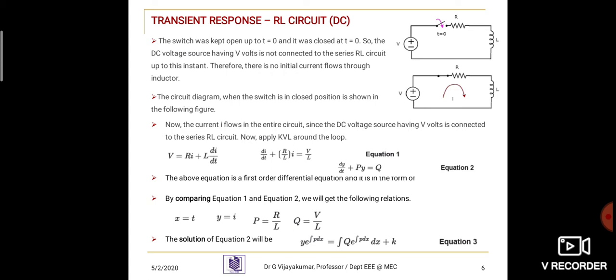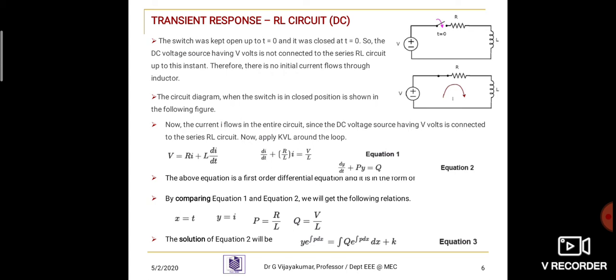V is equal to Ri plus L into di by dt. This equation is at the time of switch closing. Again, this is a differential equation. I am going to divide by the inductor L. So I obtain V by L is equal to R divided by L into i plus di by dt. This is equation number 1.